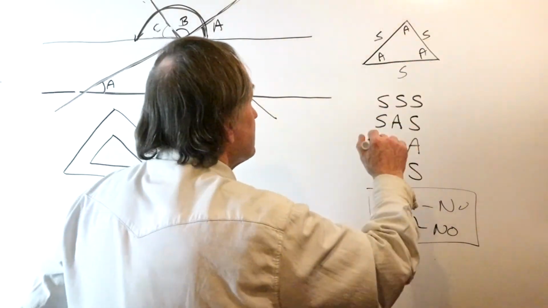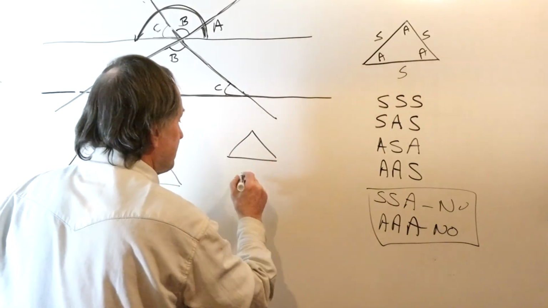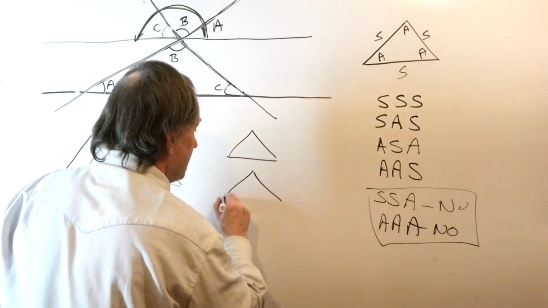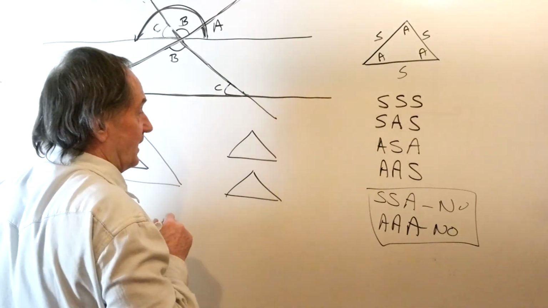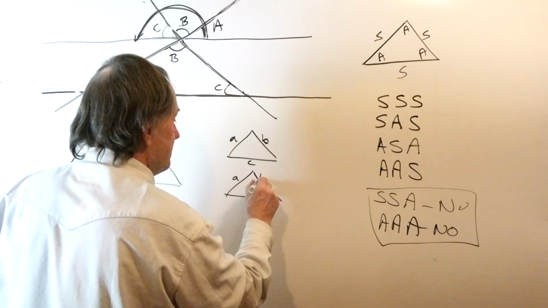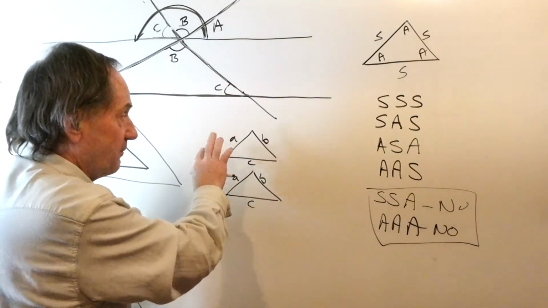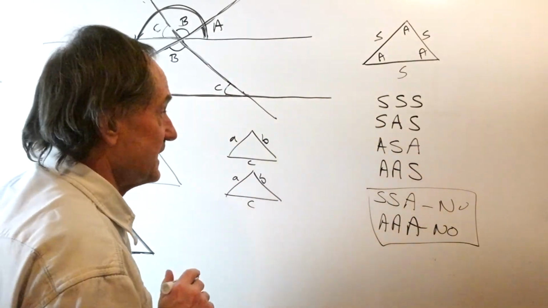What about, say, side, side, side? Well, if we have two triangles whose three sides are identically equal in measure, the same lengths of sides, if we call that A, B, and C, and this has A, B, and C, then the two triangles will be congruent. They'll both be the same shape and they will be the same size.